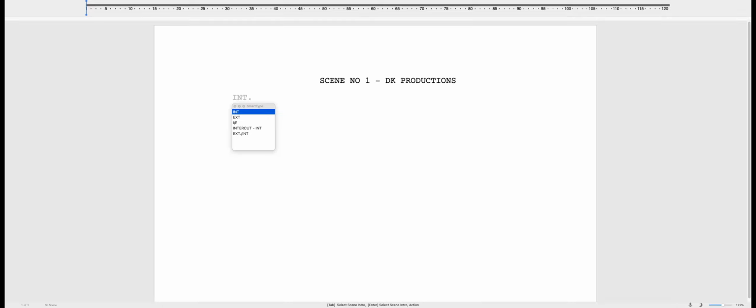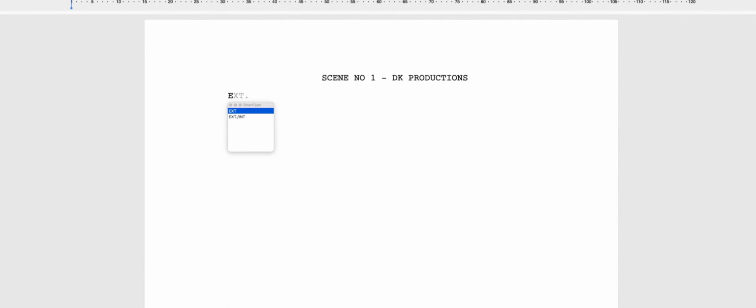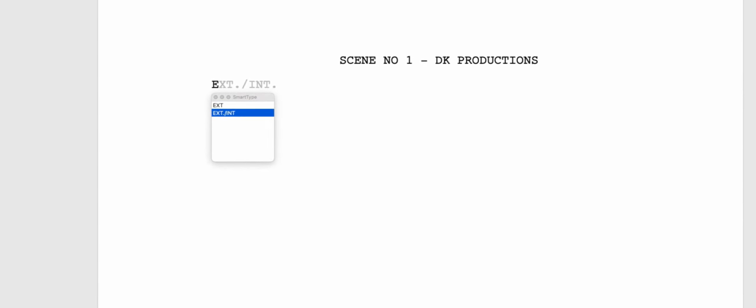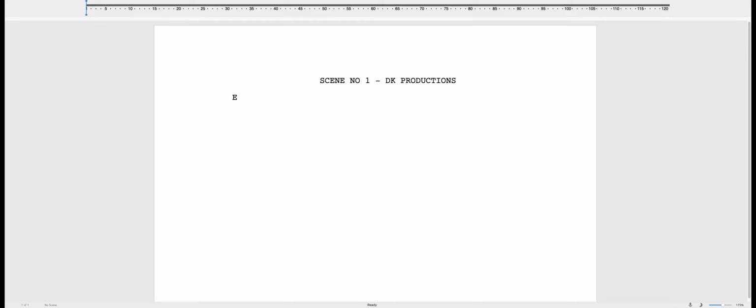This is where you will be able to write what is the setup of the scene. Is it interior or is it exterior? Is it both interior and exterior? See, as soon as you press I, you will see suggestions. It says INT, or when you press E, you will see EXT, which stands for exterior. And there is also the option to do both exterior, interior. That means the scene starts outside and goes inside, or starts inside and goes outside. Or it can be done in any way.